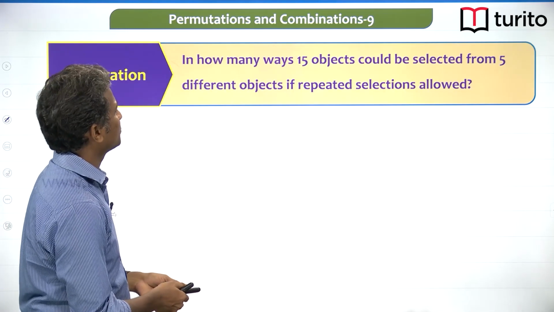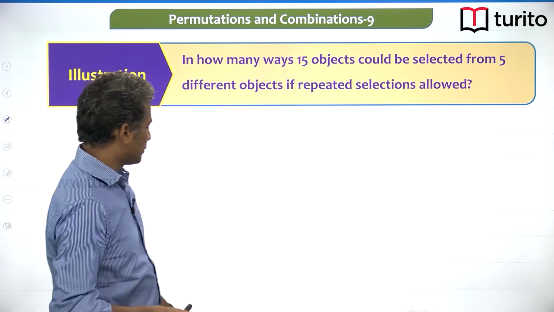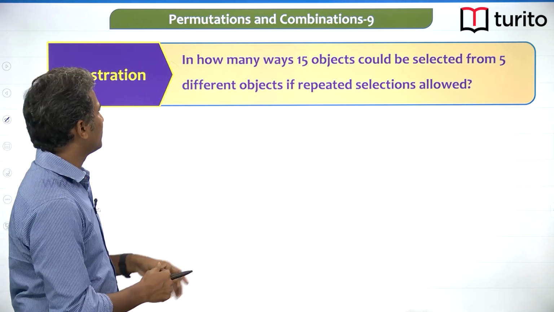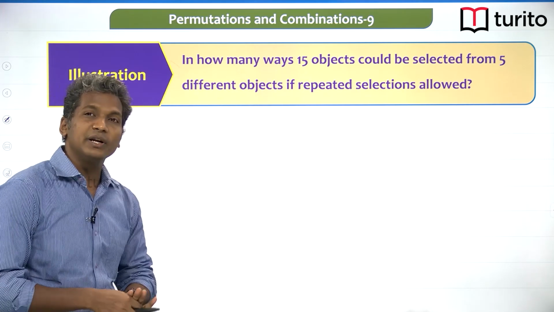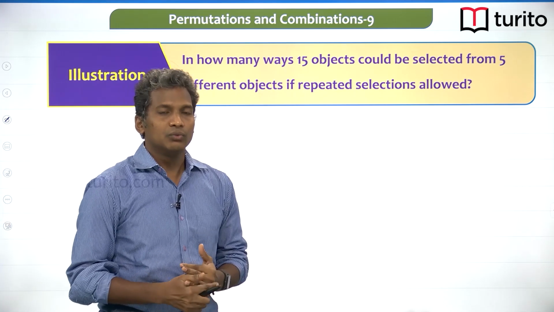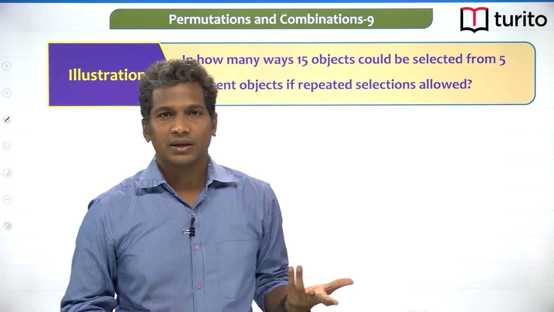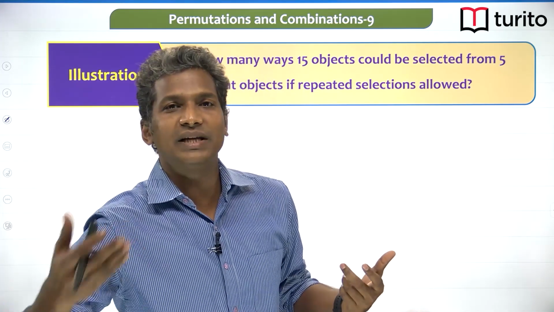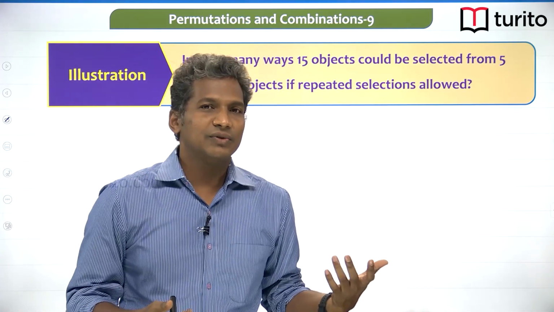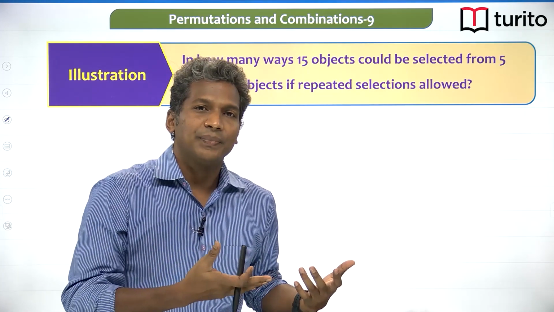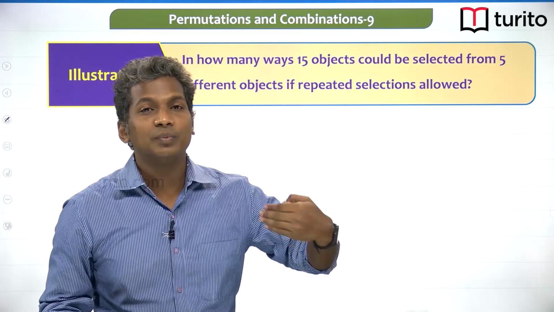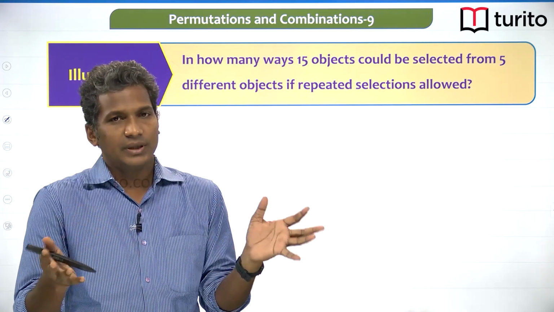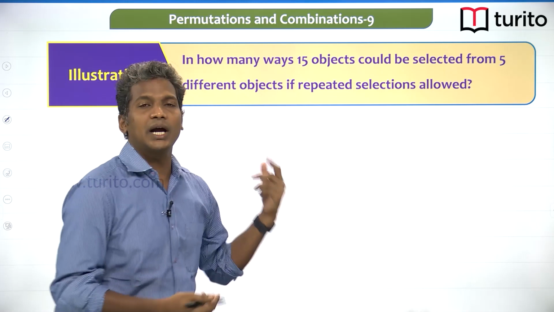So now let's go to the next problem. Here the question is: in how many ways can 15 objects be selected from 5 different objects if repeated selections are allowed? What is the meaning of repeated selections? We cannot otherwise select 15 from 5, since 15 is a bigger number than 5, unless every object is being repeatedly selected. So this is possible. How do we do that?